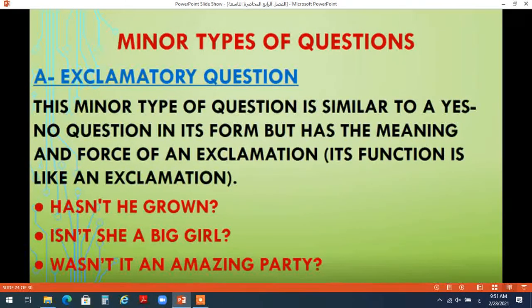Now, after finishing our discussion of the three major types of questions, we move to the minor types of questions, and we have already mentioned that there are two minor types of questions, which are exclamatory questions and rhetorical questions. Exclamatory questions are a minor type of question, similar to a yes-no question in its form, but with the meaning and force of an exclamation. So its function is like an exclamation.